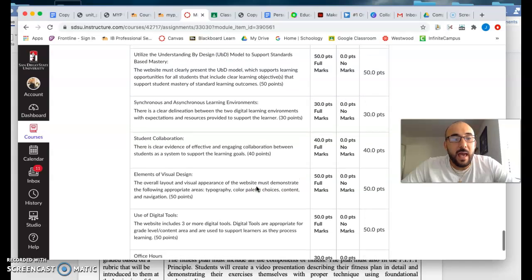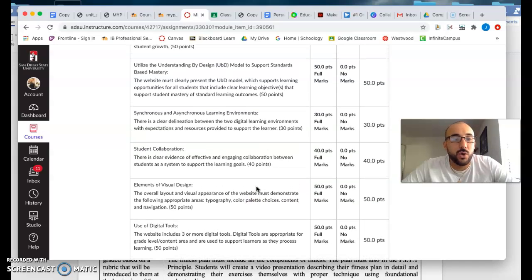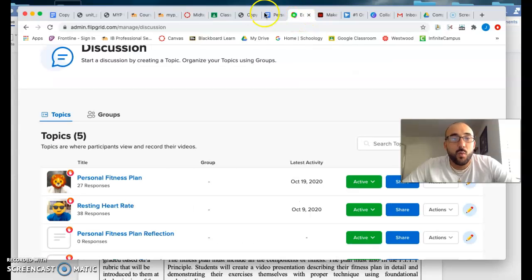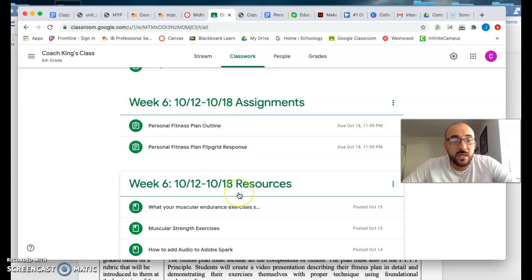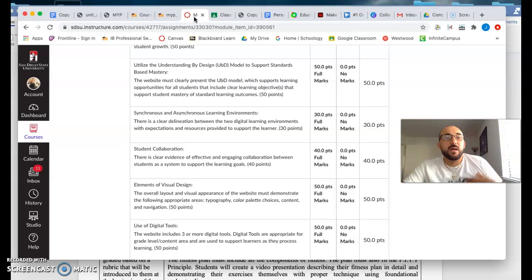Now, looking at the student collaboration, I kind of spoke to this earlier. Students have multiple opportunities to collaborate with one another, whether that be through Flipgrid, through live classroom discussions, or forums. These are multiple ways that students are able to collaborate with each other, which I think is great and very important.